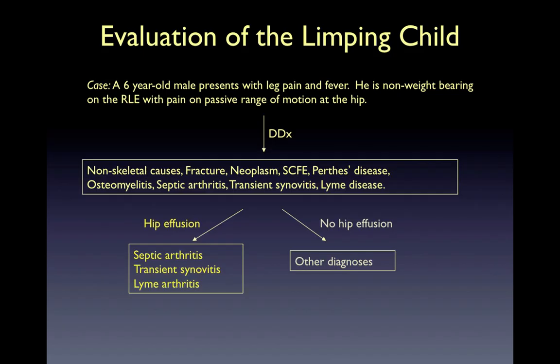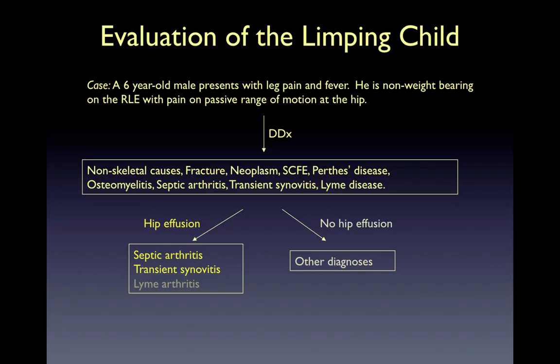Lyme disease typically presents in an endemic area between April and October. Lyme arthritis tends to manifest as a polyarthropathy. If it does involve only one joint, it is usually the knee rather than the hip. If Lyme arthritis can be eliminated on clinical grounds, the remaining 2 entities are septic arthritis and transient synovitis.